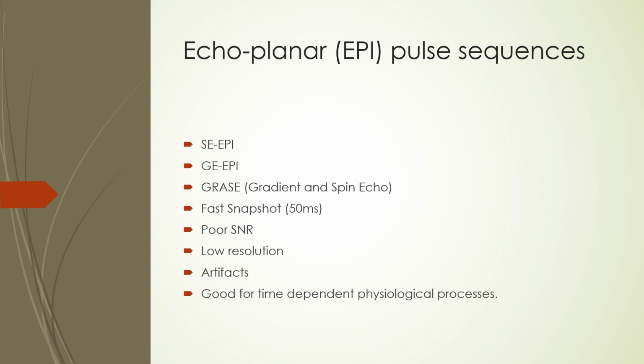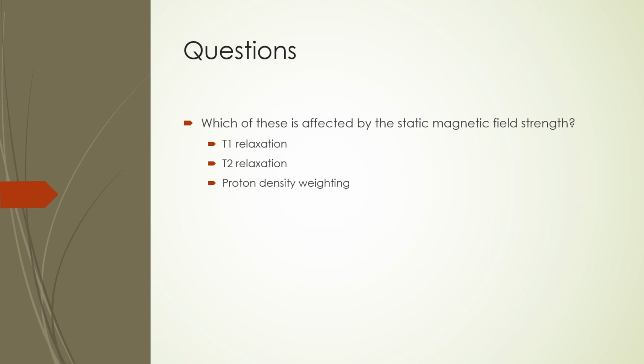Another pulse sequence is echo-planar imaging. Echo-planar imaging could be done using a spin echo, a gradient echo, or a hybrid of the two called gradient and spin echo. Echo-planar imaging acquisitions have poor signal-to-noise ratio and low resolution because it uses matrices of 64 by 64 or 128 by 64. There are also different artifacts associated with echo-planar imaging. Because of fast acquisition times, echo-planar imaging is emerging as a clinical tool for studying time-dependent physiologic processes and functional imaging. Let's finish up with a few questions.